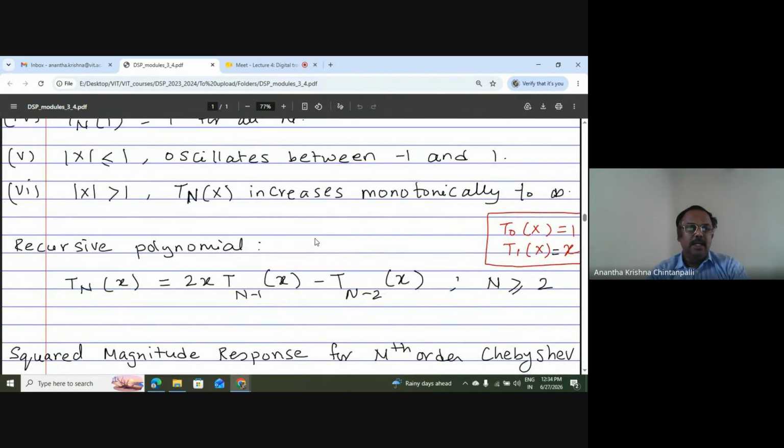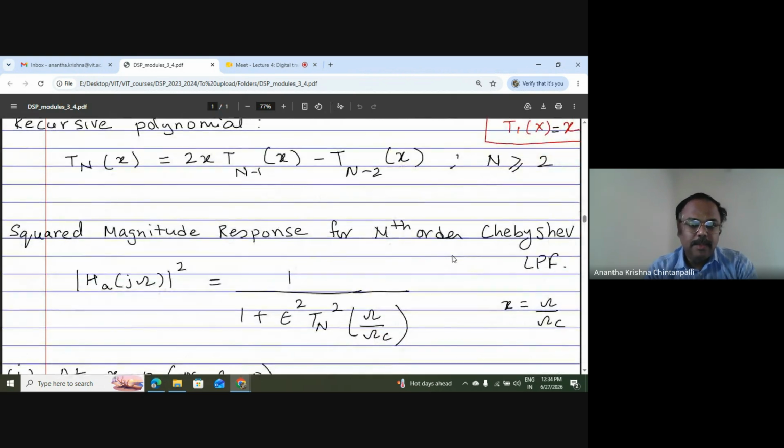The Chebyshev polynomial is a recursive polynomial. So Tn of x is equal to 2x Tn minus 1 of x minus Tn minus 2 of x, for n greater than or equal to 2. So if I want to get n equal to 2 here, then I need n equal to 1 and 0. So that's why we need the initial values, and then it is recursive.